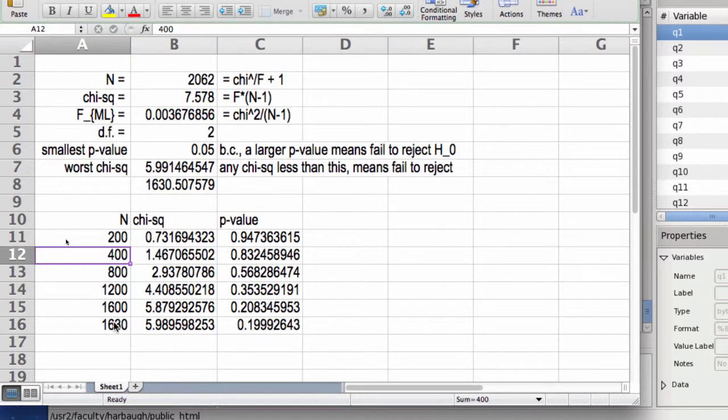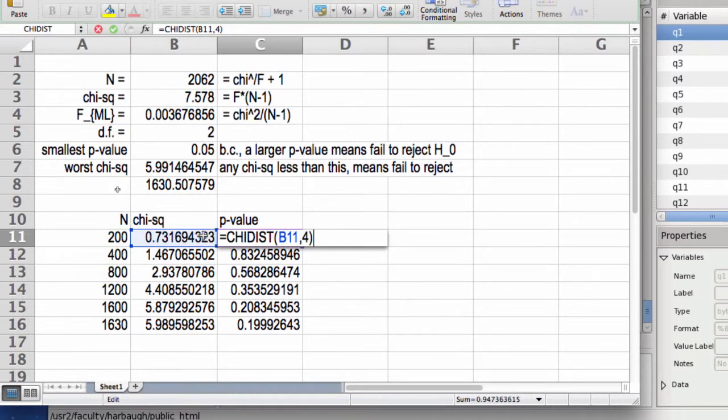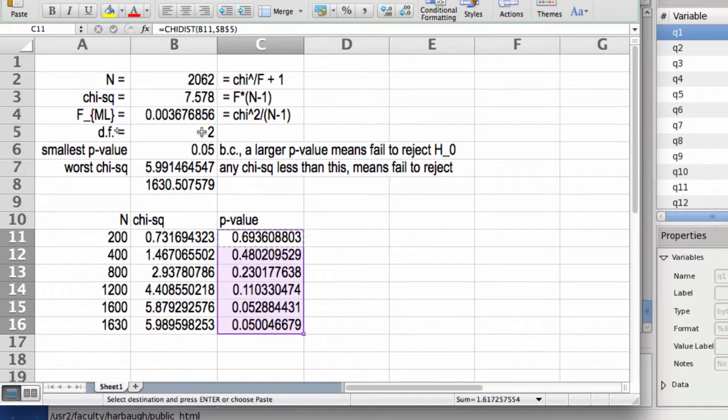So, something's not right. Oh, wrong degrees of freedom. That's why. There we go.